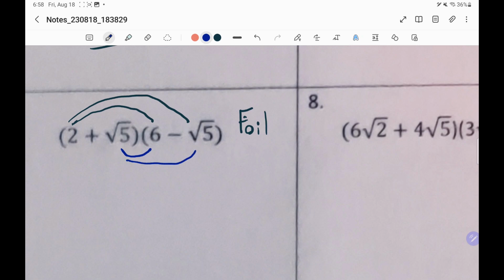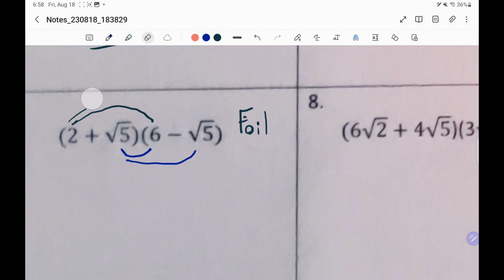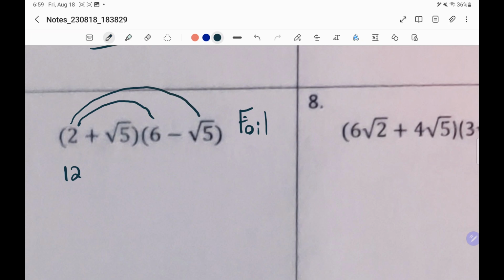There we go. We're going to be doing the FOIL method, so that's going to be the 2 things that we're going to do here. Okay, so let's go ahead and do the first thing. So I'm going to go ahead and erase this. And let me make my eraser a little bigger. There we go. Easy. So I'm going to go ahead and do 2 times 6, which is 12. Now I'm going to do the next one, which is going to be 2 times square root of 5, which is going to be negative.